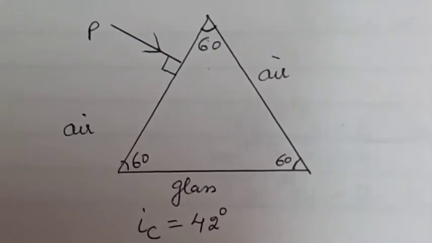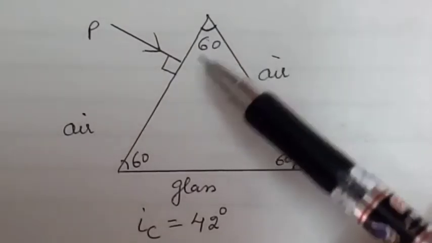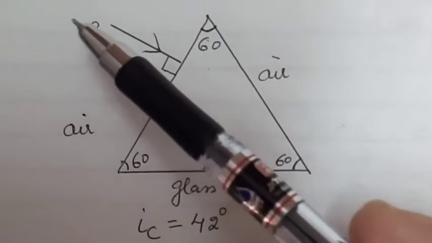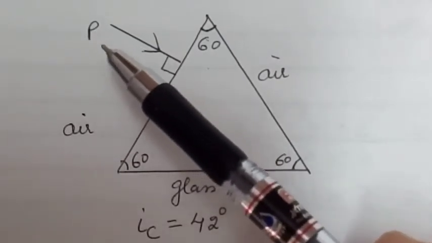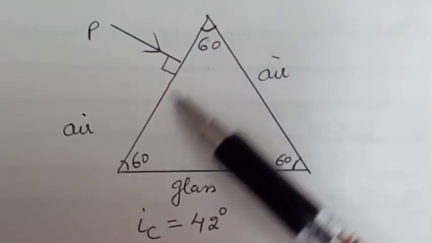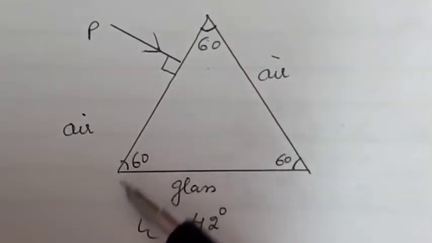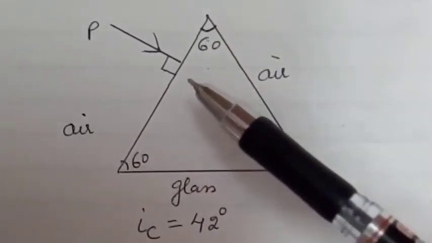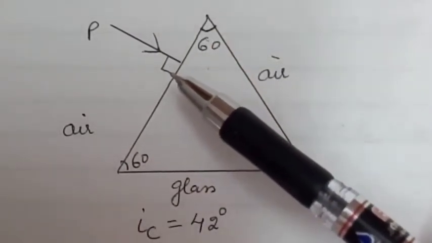Now let us take an equiangular glass prism. Equiangular means equilateral, all the three angles are equal. Each angle is 60 degrees. A ray of light P is incident on one of the sides of an equiangular prism, and again this light is incident at 90 degrees.